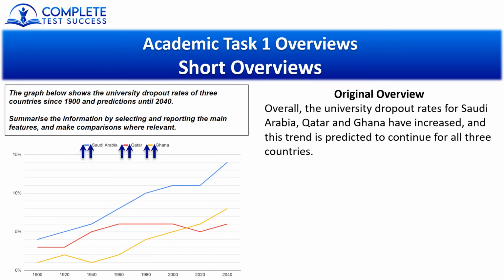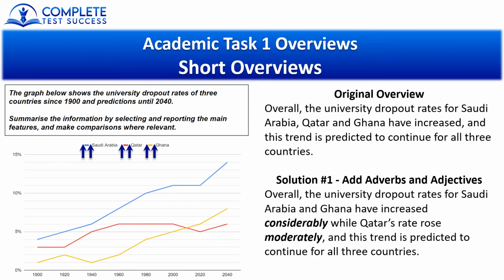And here's a question we already looked at with a short overview. Solution 1 is to add adverbs and adjectives, so I can say, overall, university dropout rates for Saudi Arabia and Ghana increased considerably, while Qatar's rate rose moderately. And this trend is predicted to continue for all 3 countries.